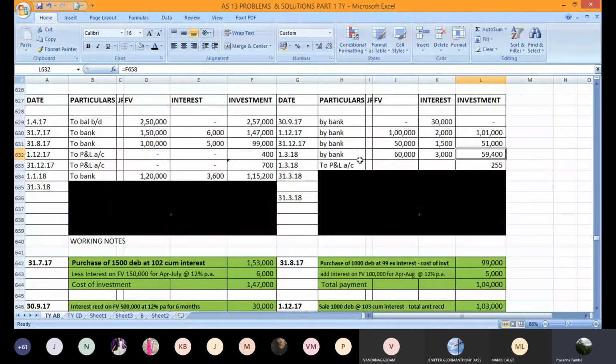By profit and loss account, you are transferring the loss, and the loss is 255. So transfer the loss to P&L account. P&L account debit to investment account. That's how you are going to transfer the loss. Now 31st March, we have to again calculate the interest and receive the interest because it's a 6 monthly payment.